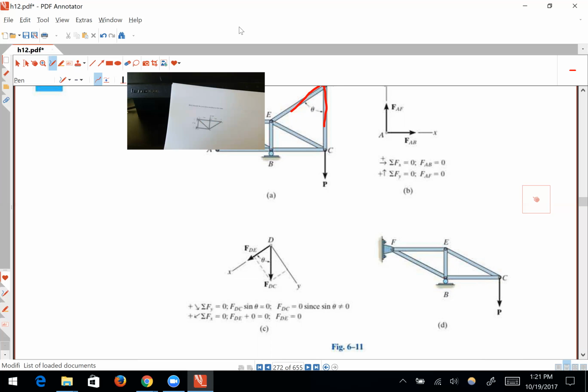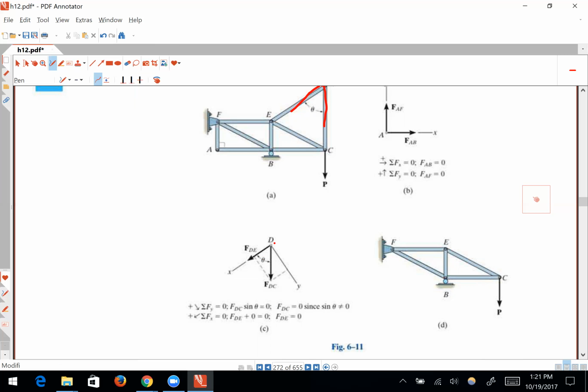So you do a diagram at C, it's very similar to the situation when you have a diagram at D, there's no load there. So CB is a zero force member also. Then he's doing the sum of the Fx equals 0. That's FDE plus 0 because that force has to be 0. So therefore FDE is 0. Okay.